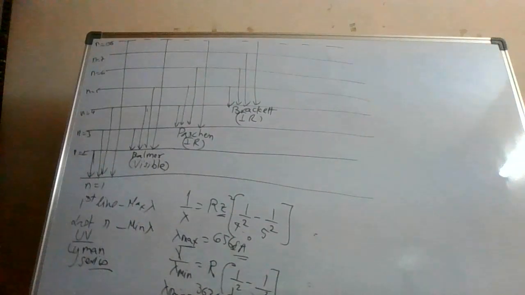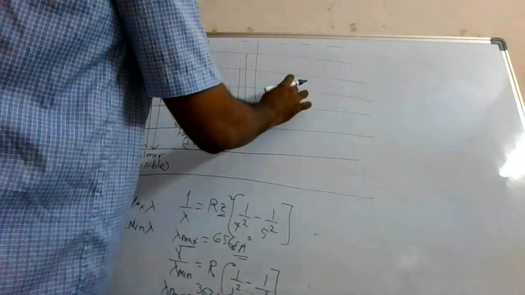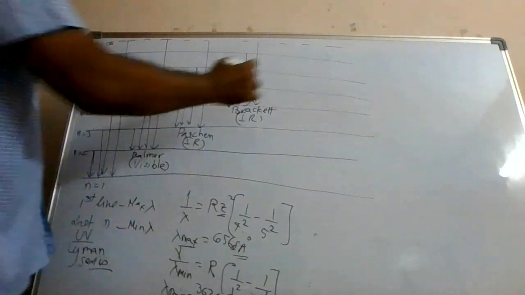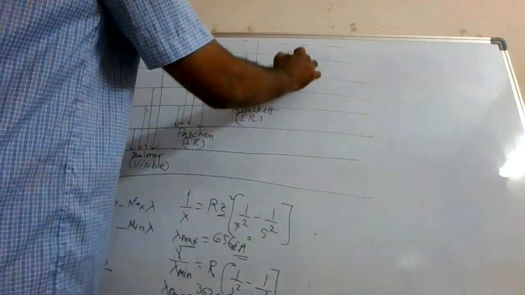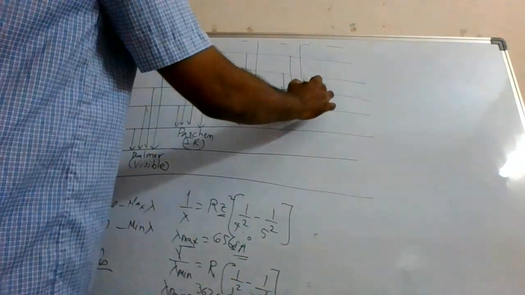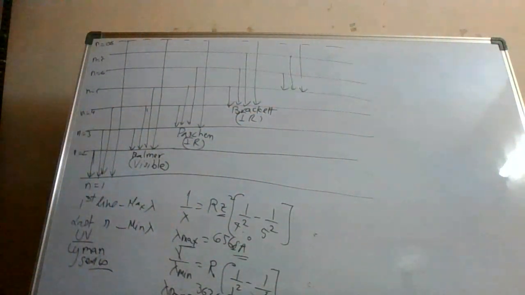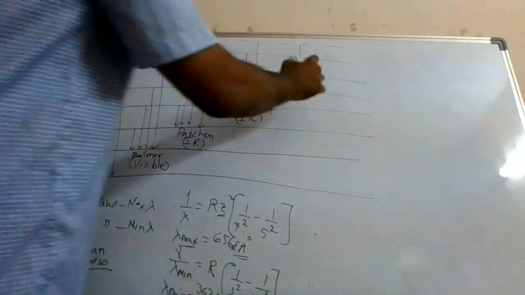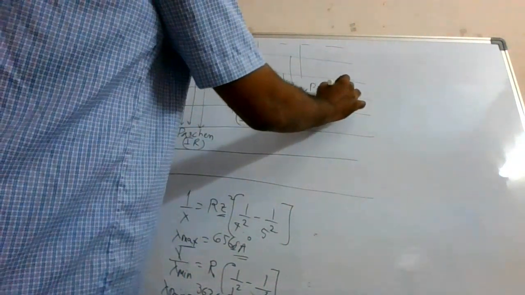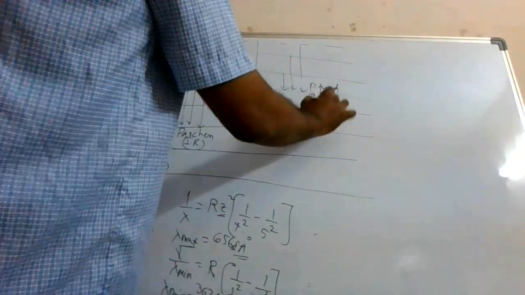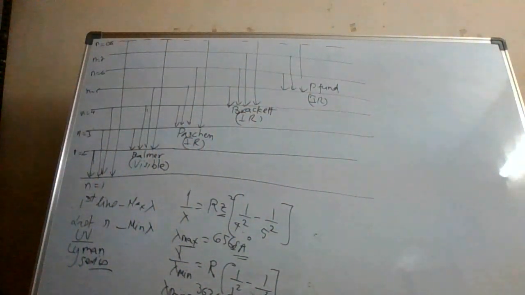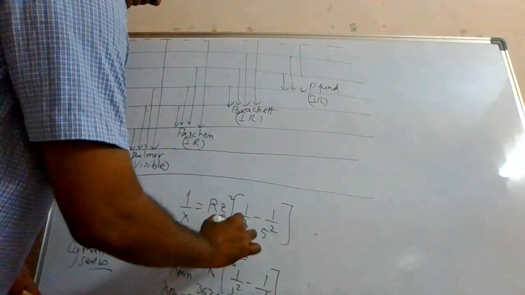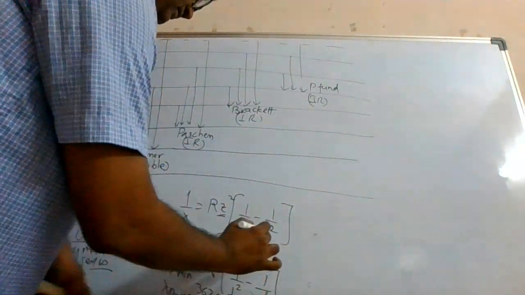Rest all the story is same. One last series will go, which is for the 5th one. So 6th to 5th, 7th to 5th, and so on and so forth, infinity to 5th. Alright. So this is called the Pfund series. This also falls under IR. Here this will become 5 and the first line will become 6.